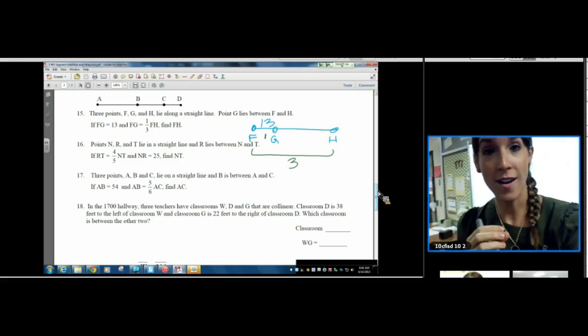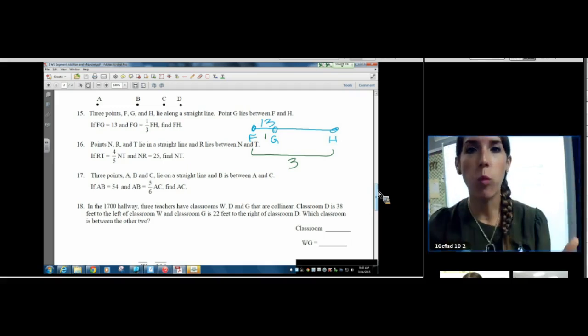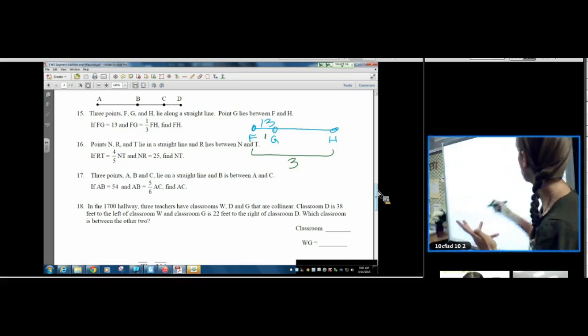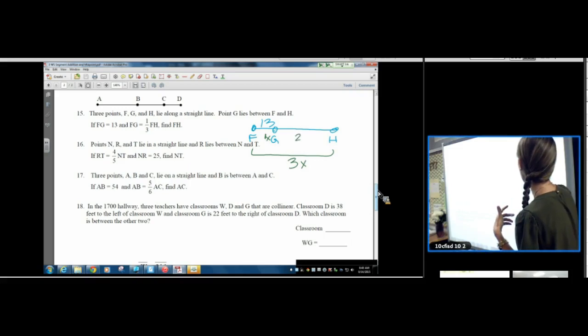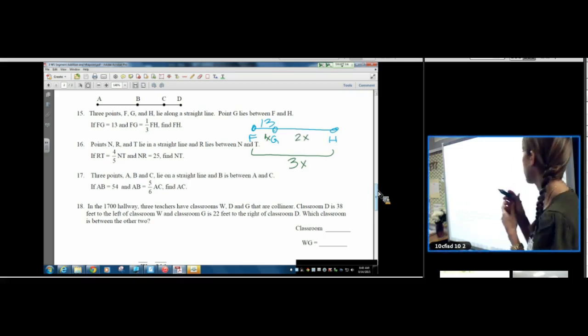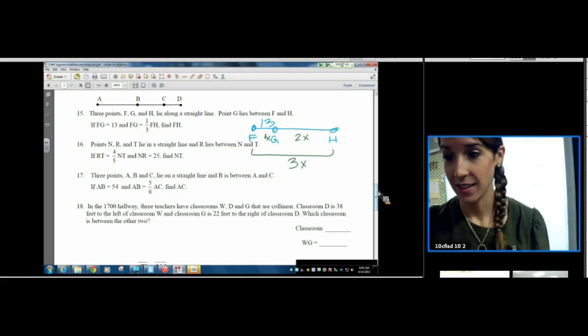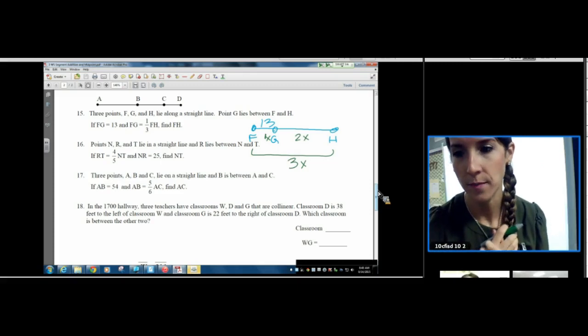So I put a 1 on FG and I put a 3 on FH. It's 1/3. Put a 1 and a 3. Now those are not the lengths, those are just the ratios. And so part plus part equals whole, so that's 1x, that's 2x, and that's 3x. I didn't have to go through all of that, but I just wanted to show you just in case you're given different pieces of information.